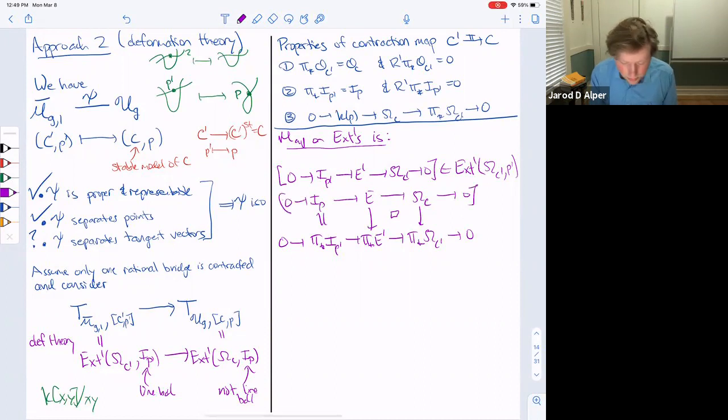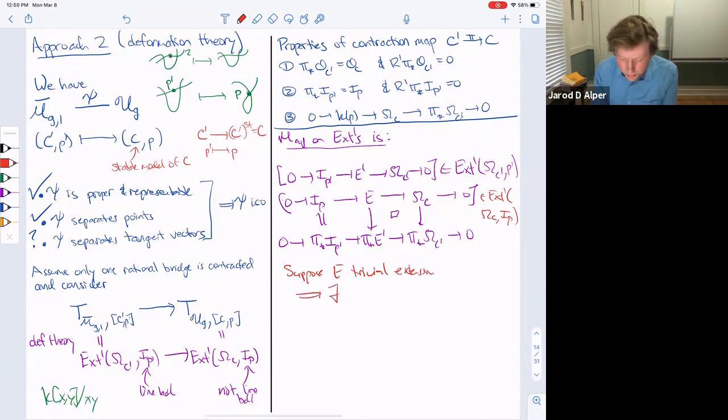And so this is the image, right? The image extension, or this that lives in X1 of omega C, IP. All right, so that's what the map on X does. So let's suppose that it maps to the zero extension. Let's suppose E is the trivial extension.